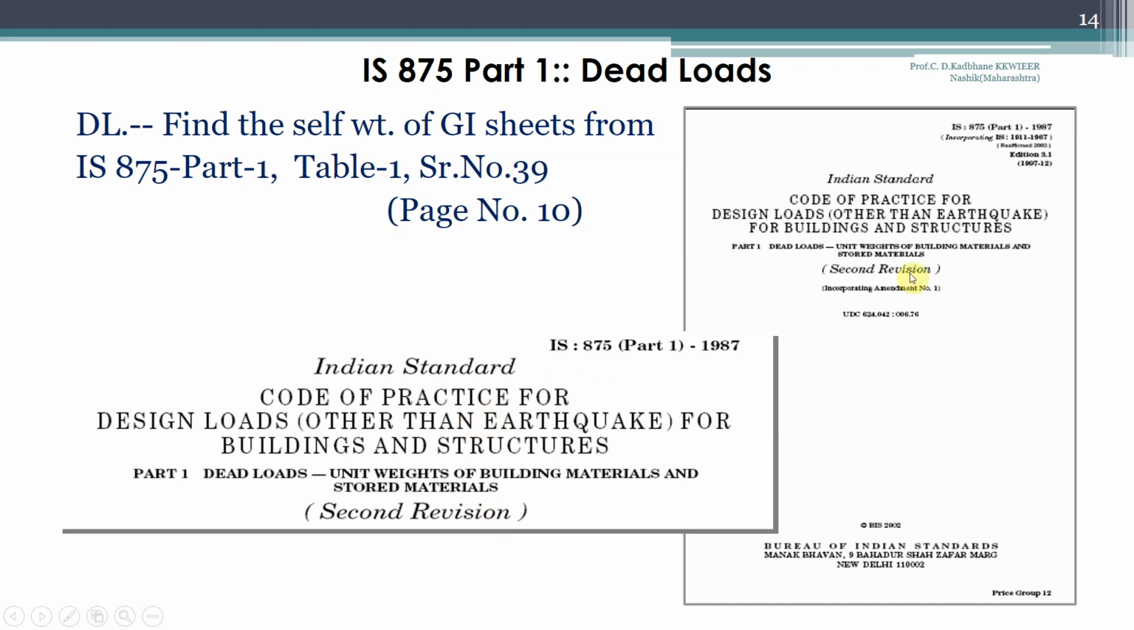So here is IS 875 part 1 dead loads, that code face sheet scanned copy is attached here. Similarly, an enlarged view of the title of IS 875 part 1 is mentioned here. Whenever you want to find out the self-weight of GI sheets or other types of sheets, you can refer to IS 875 part 1, table 1, serial number 39 and page number 10.